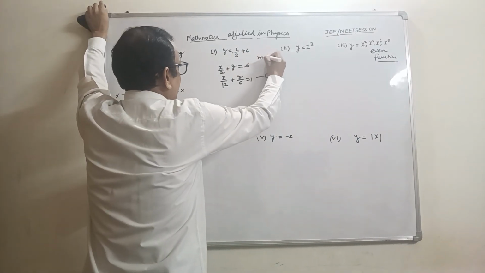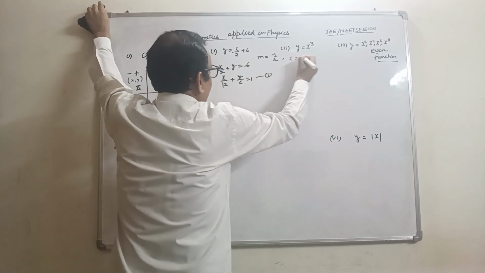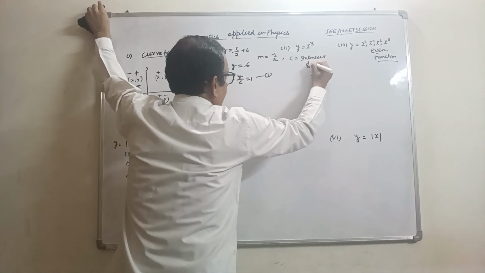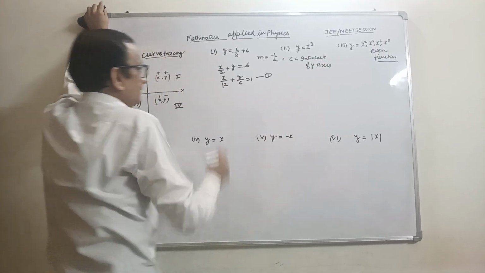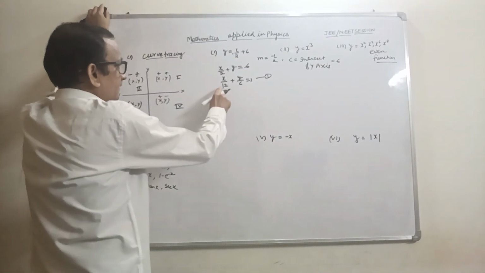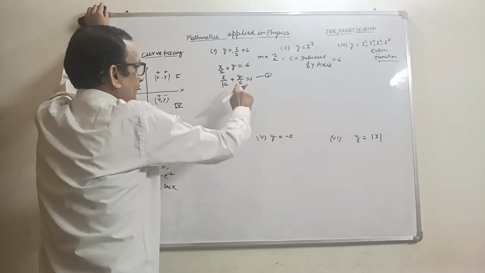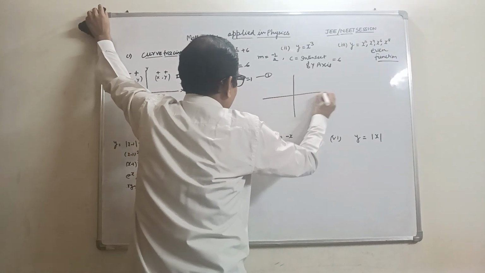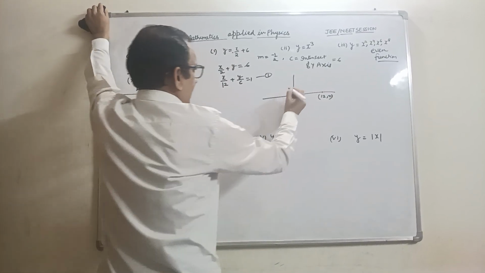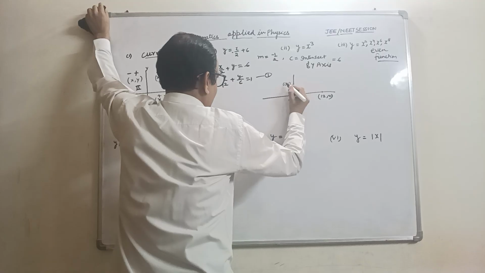Here the slope of the line is minus 1 and c is the intercept on the y-axis. This is the intercept on the y-axis, this is 6, so c is equal to 6 here. We also see that the x-intercept is 12 and the y-intercept is 6. So the intercept on the x-axis is 12, the coordinate would be (12, 0), and the intercept on the y-axis would be (0, 6).